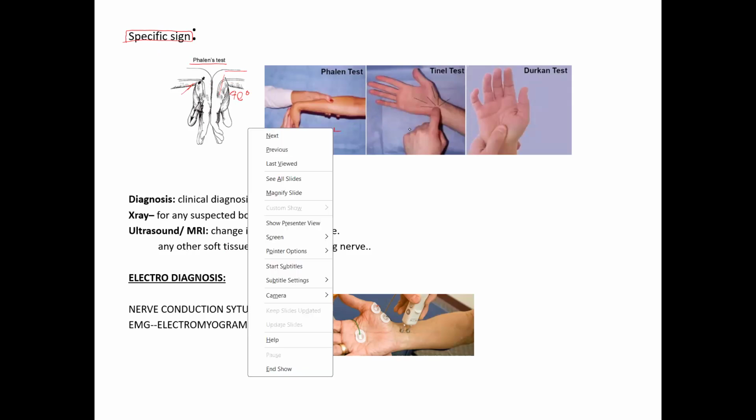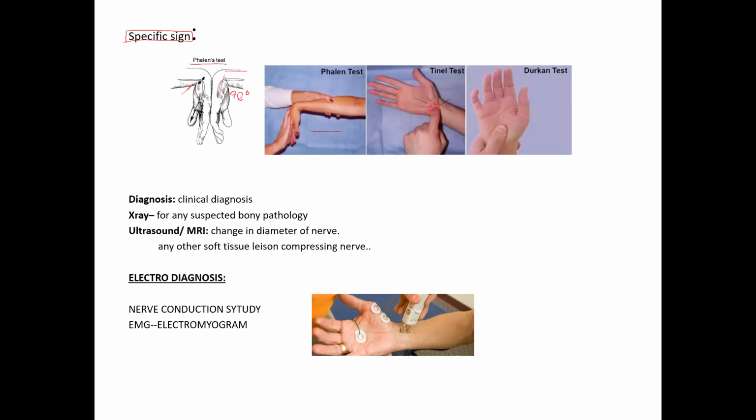Other is Tinel sign. You tap along the course of the nerve. When you tap, the pain radiates, or an electric shock-like sensation radiates towards the cutaneous nerve supply of the median nerve. There is one test called Durkan's test. In Durkan's test, if you apply continuous pressure over the nerve in the carpal region for 30 seconds, the patient starts feeling paresthesias. Here you apply for 30 seconds, whereas for Phalen's test we keep it for 1 minute.